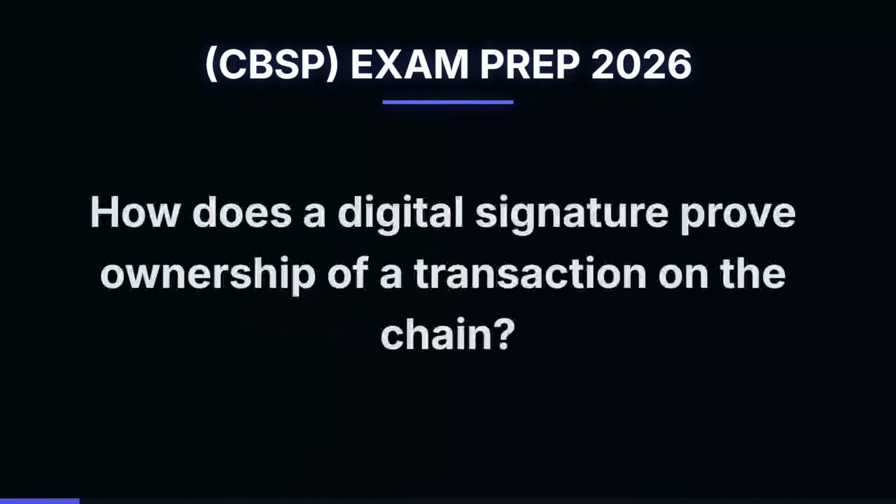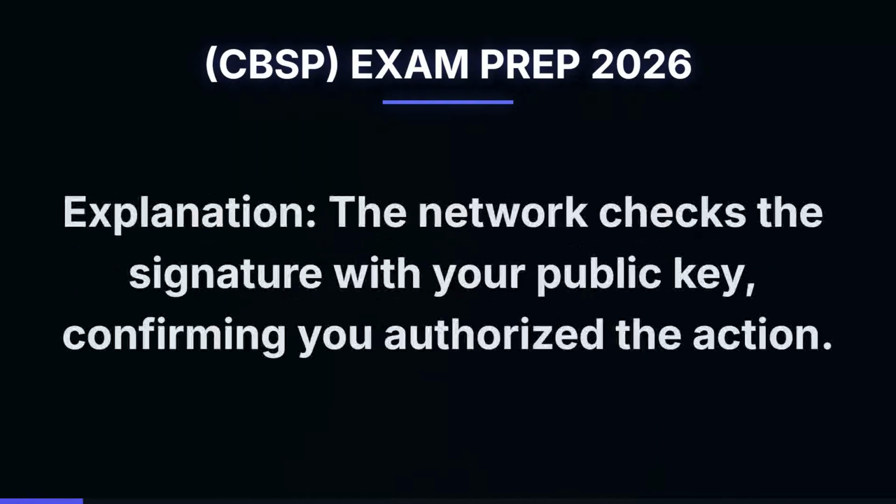4. How does a digital signature prove ownership of a transaction on the chain? A signature links your private key to the transaction, showing only you approved it. The network checks the signature with your public key, confirming you authorized the action.